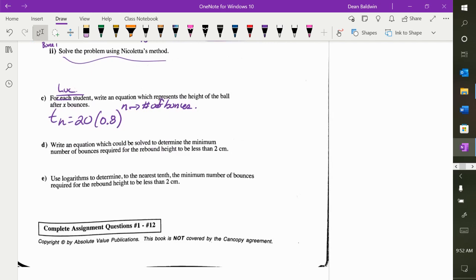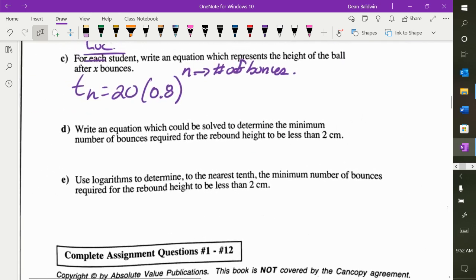So, another question based around this is, how long before it's less than 2 centimeters high? It bounces up to less than 2 centimeters.